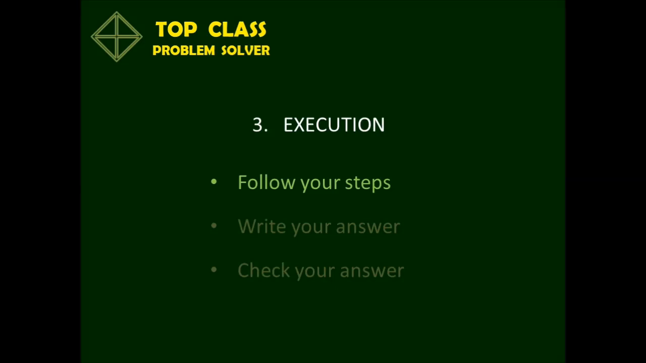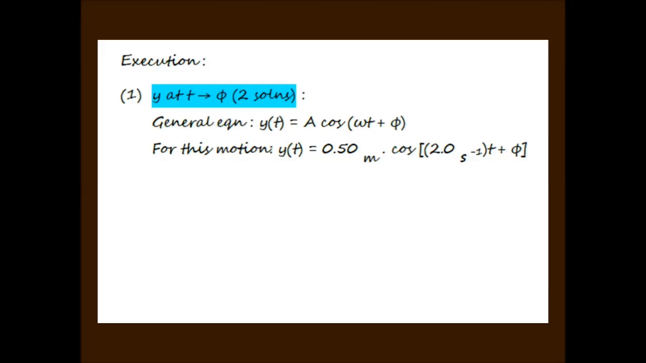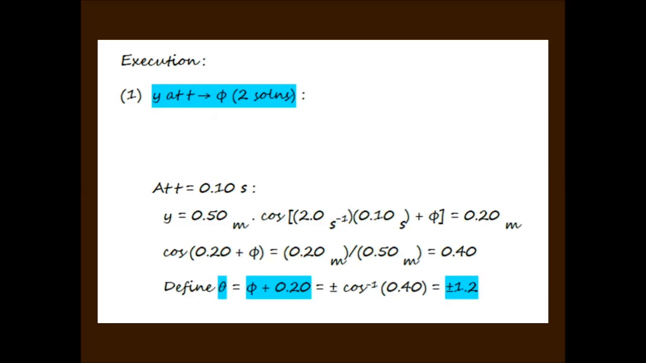The first step of the execution is to follow the steps of the action plan. So for the first step, we write down the general equation y of t, and we substitute for the known values of a and omega. We then substitute the value of y that is given at the time that is given, and when we have done that, we are left with an equation that contains only phi.